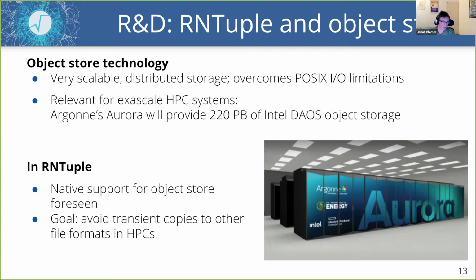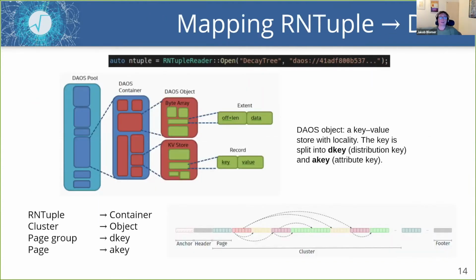We want to support that with the implicit goal, if possible, to avoid transient copies. We would ideally want to avoid making a copy into some other storage system or file format just to be able to use an object store. It would be much nicer if you could use it just as is with ROOT data. First of all, the API doesn't change at all. It's really transparent use of object stores, as you can see in the first line.